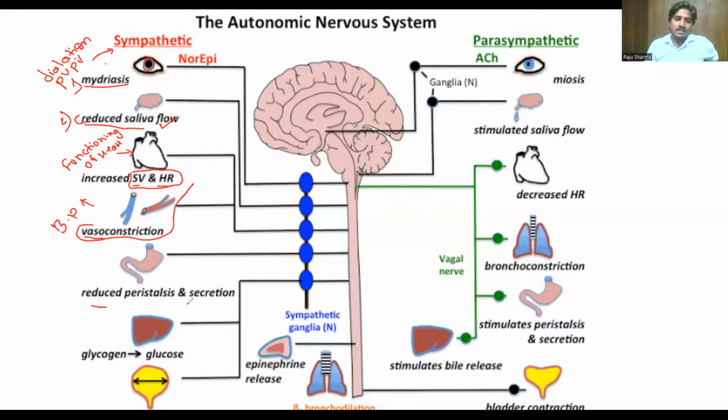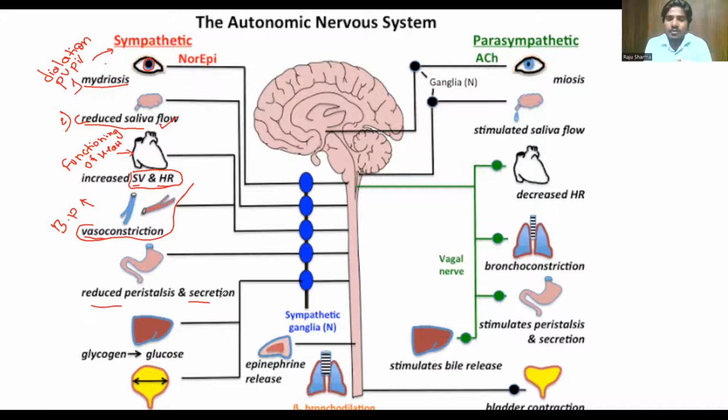Reduced peristalsis and secretion of some kind of digestive juices. ये सब कम हो जाता है. Why? Because during the danger situation, you are not going to digest your food. What is the main purpose? To save your body. Just imagine कि how our brain has adapted to the different situation. If you are in danger, your body will switch to a different mode.